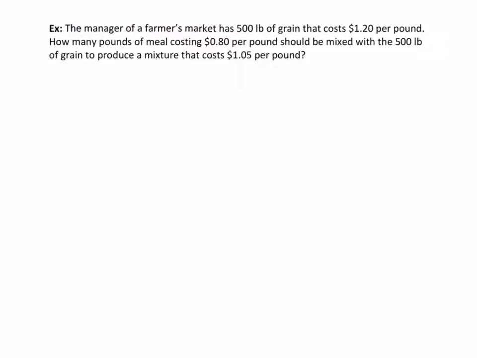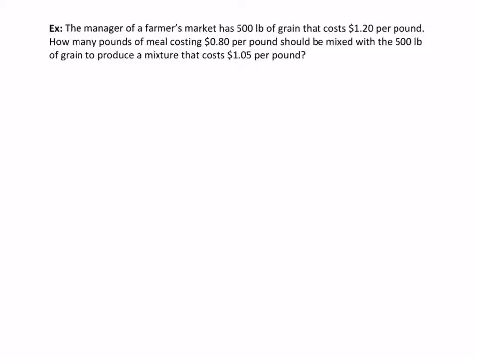All right, on this last one, the manager of a farmer's market has 500 pounds of grain that cost $1.20 per pound. How many pounds of meal costing 80 cents per pound should be mixed with 500 pounds of grain to produce a mixture that costs $1.05 per pound?